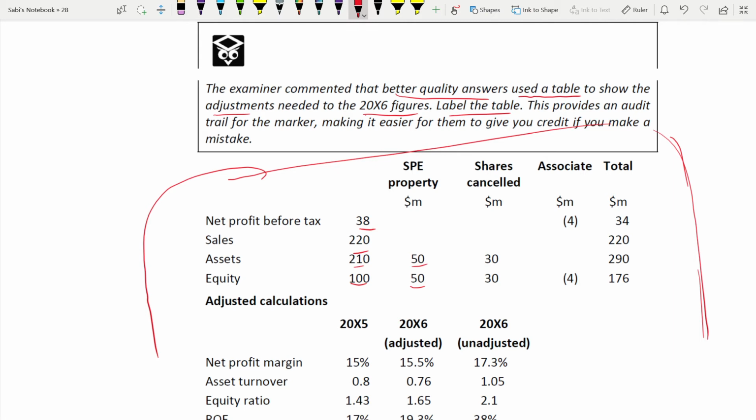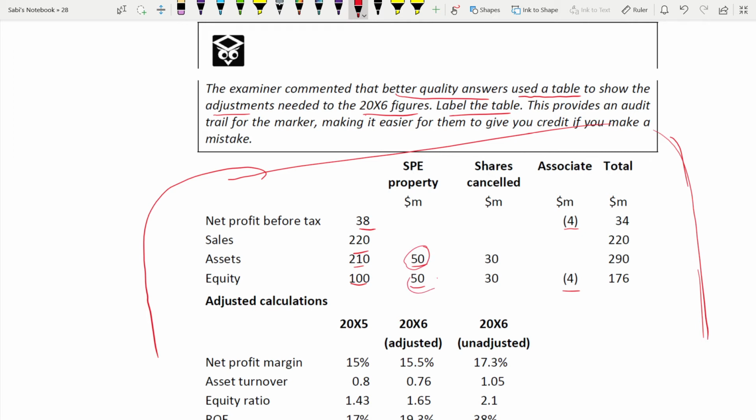Coming to the shares cancelled. Associate: the profit we have just taken, net profit before tax, 4 and 4. You are excluding it, okay, that 4, because last year there was no profit. You need to compare with 2005, so you have to adjust it. That's why you're taking the profit of the associate out. This you need to consolidate. That's why you're taking this 50.